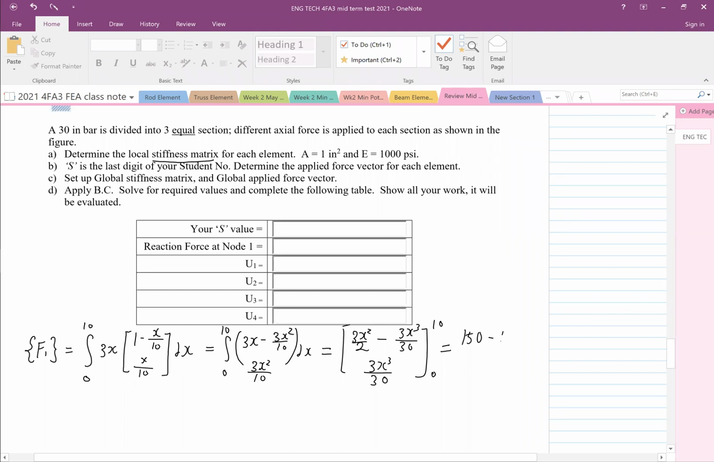Okay, 1 and then 100. Okay, so the fourth vector will be 50 divided by 100. Okay, this is the same for all students.